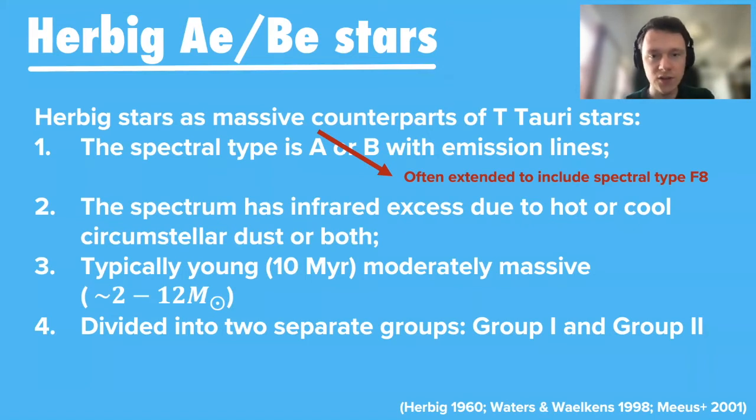And lastly, they are often divided into two separate groups. Group 1, which is interpreted as being a flaring disk, and group 2, which is interpreted as a flat or self-shadowed disk.